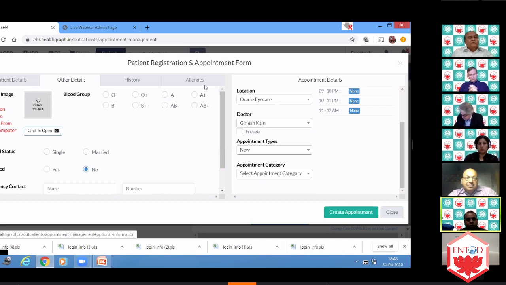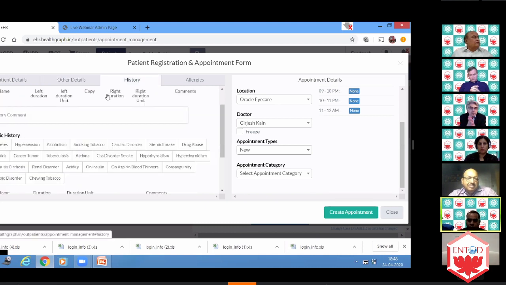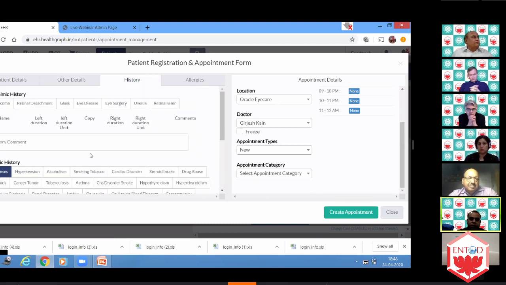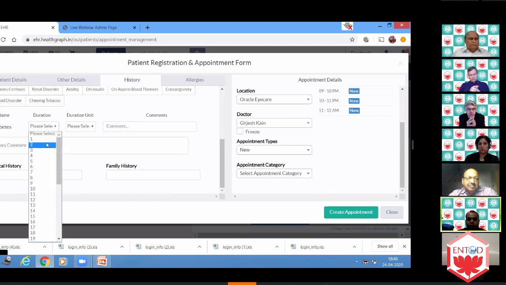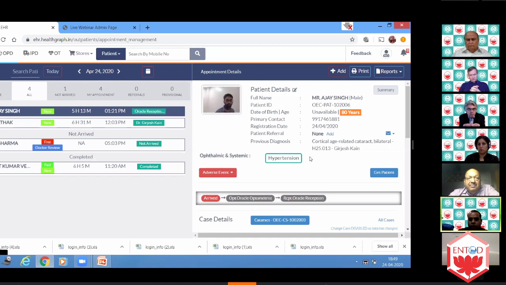This is another screen where you can put a photograph and all the details. Then the history part is there, whether there is diabetes or hypertension, how long the duration is, and all this detail. This is the allergy section, whether the patient has an allergy or something like that. So you will get all the information over here.